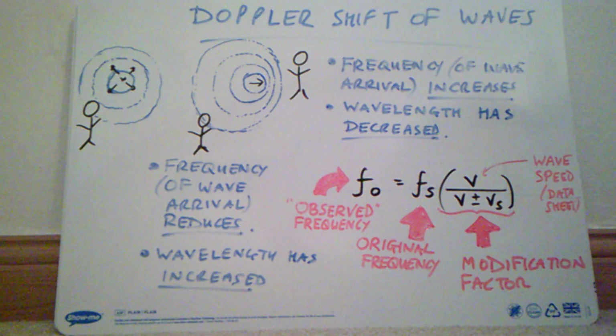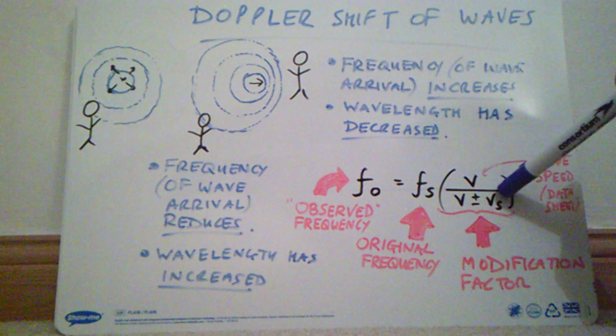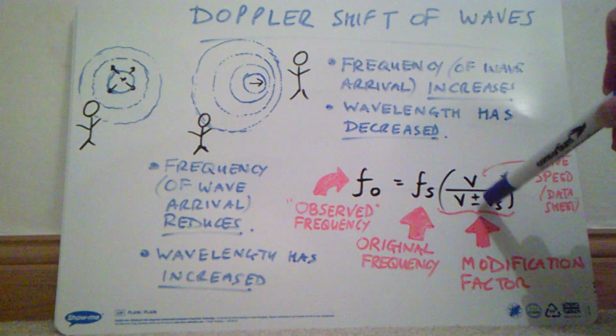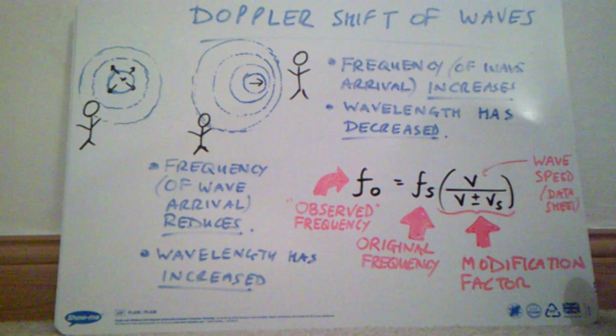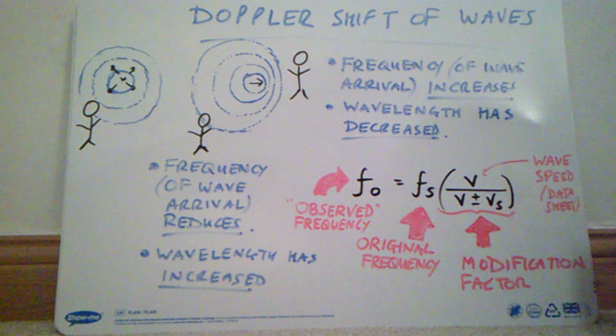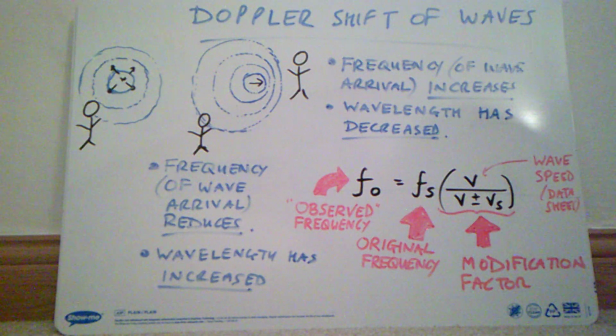People tend to mix up the different speeds. This is one of the awkward things about this. So v without anything is the wave speed, vs is the speed of the moving thing. Do you pick positive or do you pick negative? Well, if this thing is coming towards you, then you're going to pick the negative version. If it's going away from you, you pick the positive version.